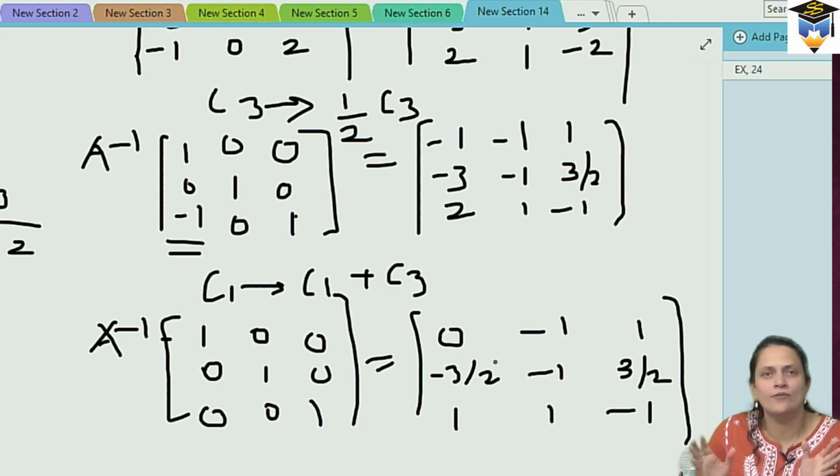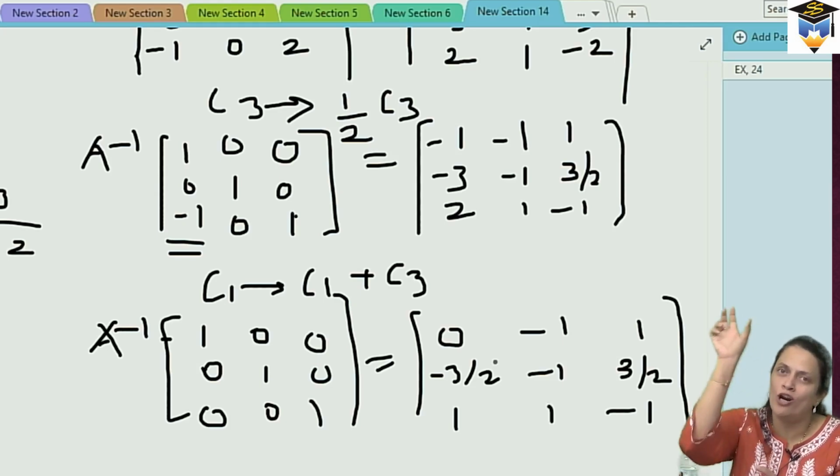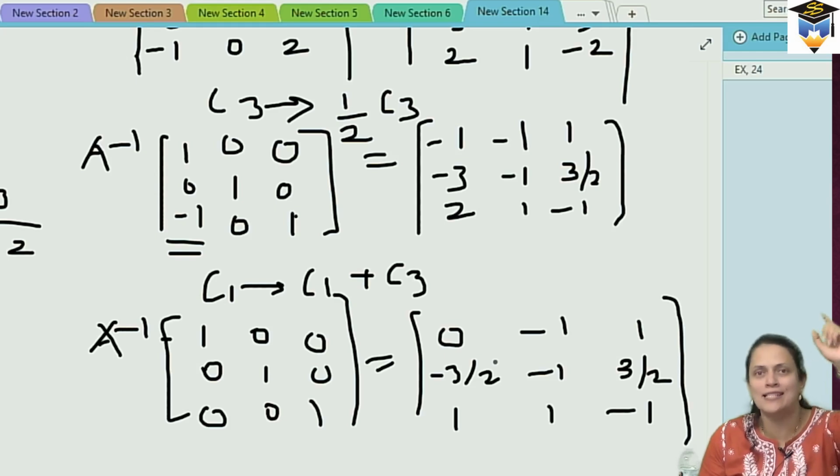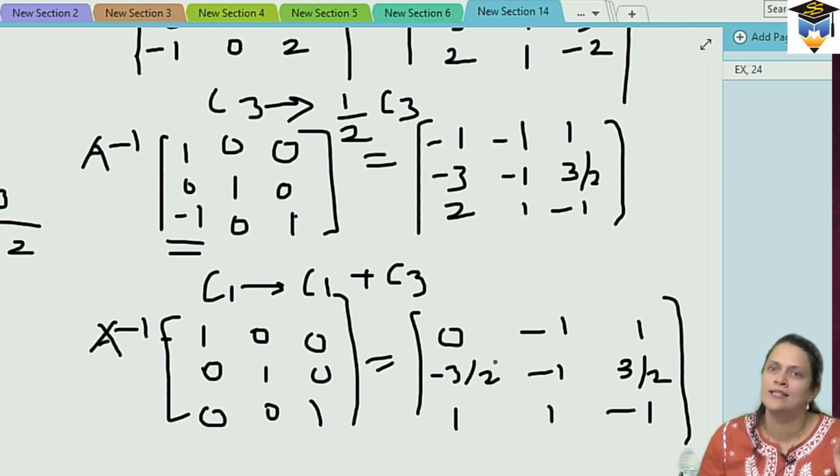Okay. In this way, as you can see, I have shown you all the column transformations. So from the start, when they have mentioned you have to do column, start with column.